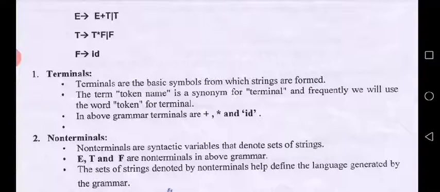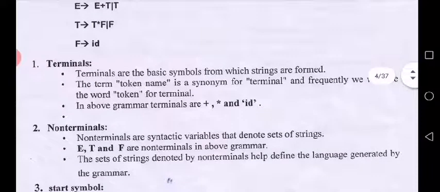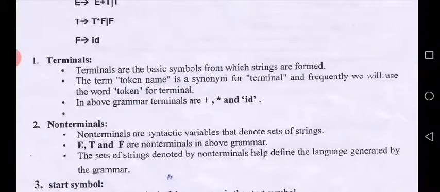Now we'll categorize which should be called a terminal, which a non-terminal, and which a start symbol. When it comes to terminals, these are very important components of a context-free grammar or any particular grammar. We can consider terminals as an alphabet using which we can generate a string. For generating a string, we need some alphabets. So here terminals we can consider as an alphabet.